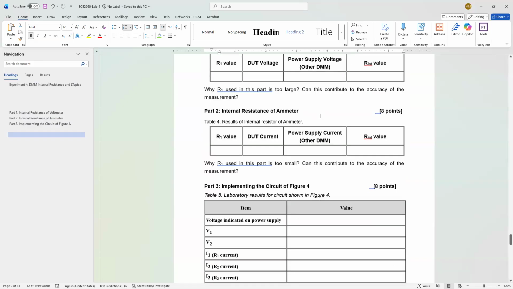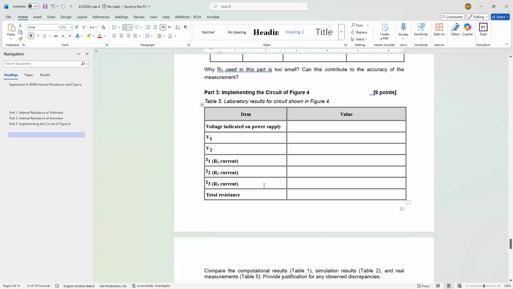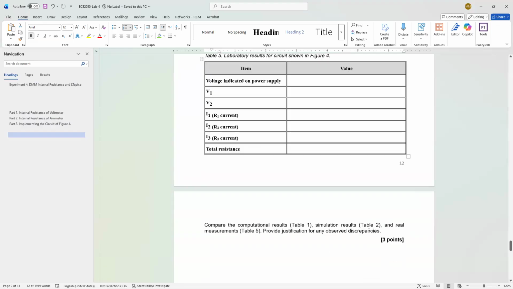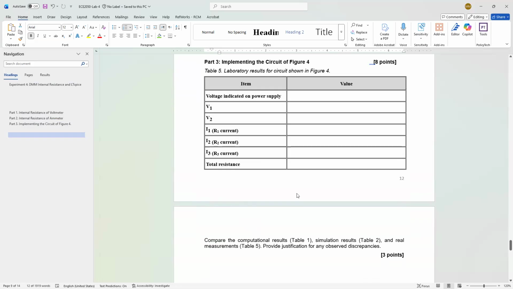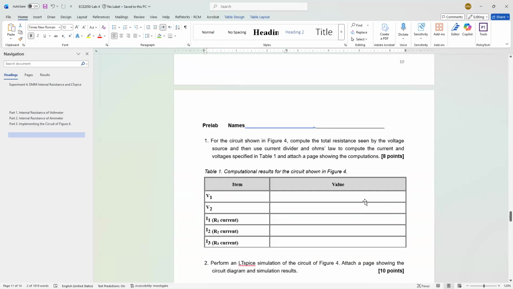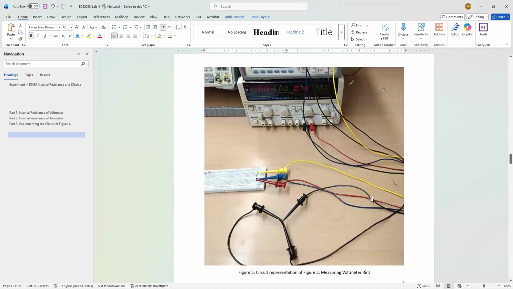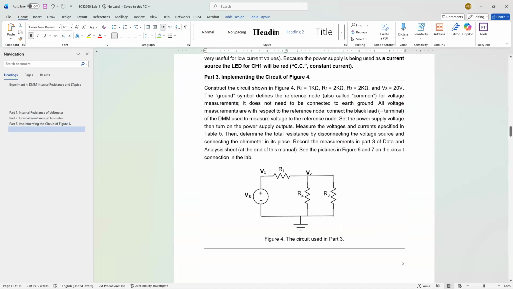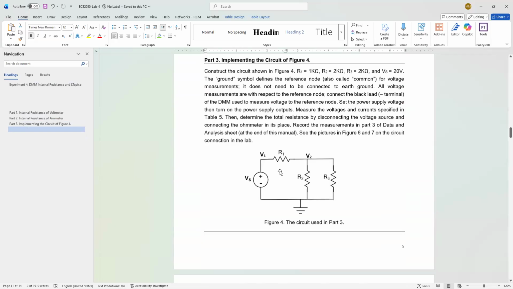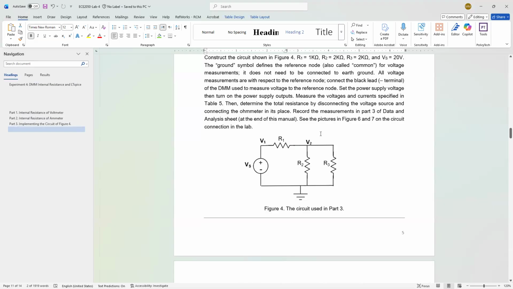Anyway, in this part, you need to measure the values of V1, V2, I1, I2, and I3, and then compare between the simulated and the computational results. One more thing: it asks you to calculate the total resistance. Sorry, not calculate, to measure the total resistance. For sure you can also calculate it, right? You can see R2 parallel to R3, in series with R1. I just want to make sure that if you do the calculation for the total resistance, it will be the same value, or very close to the measured value.